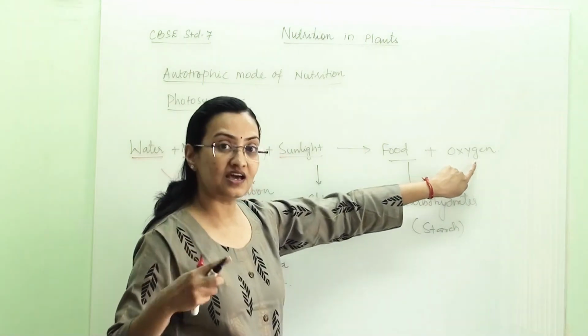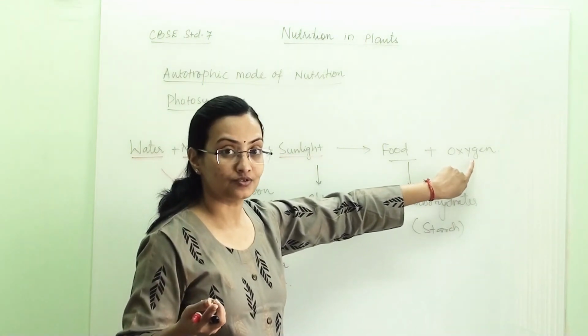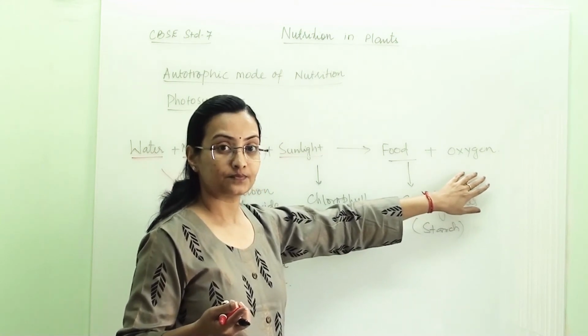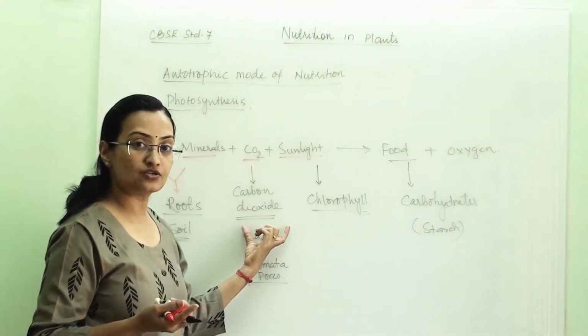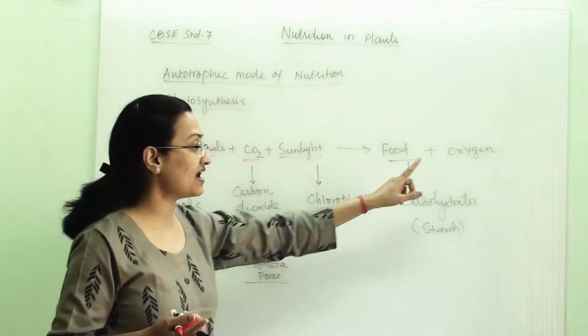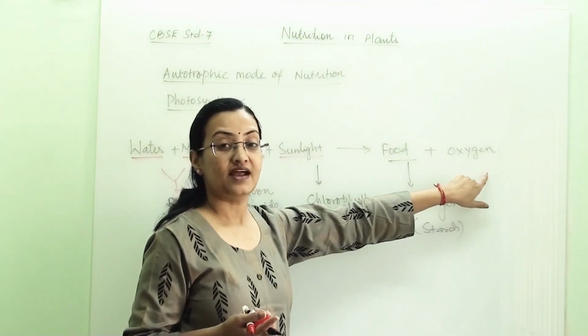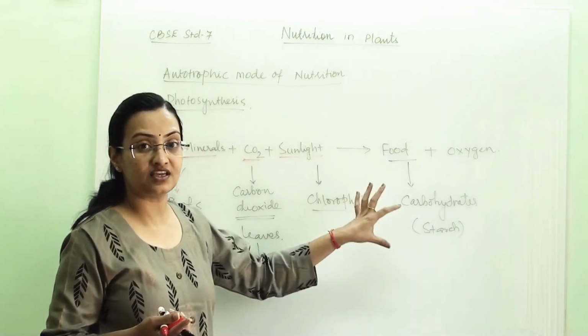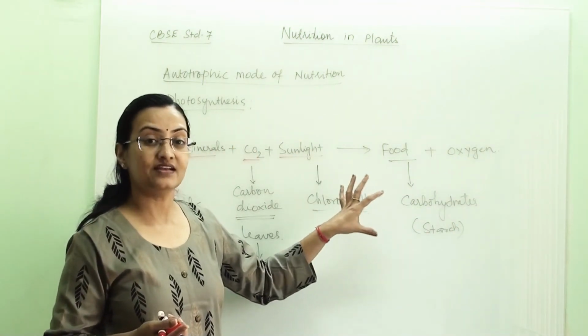Then they are liberating oxygen. So it is a byproduct of this photosynthesis. Now they are taking in the carbon dioxide from the leaves, and the same way they are giving out oxygen at the end of the photosynthesis process. Now let us understand everything with the help of pictures and in detail.